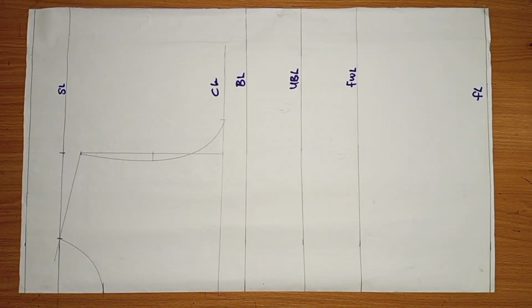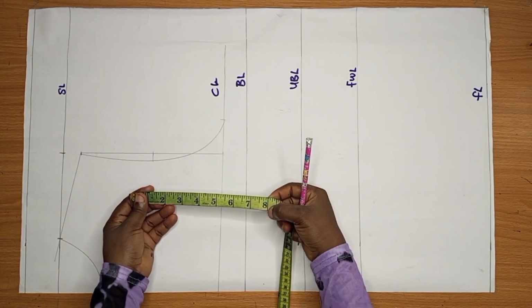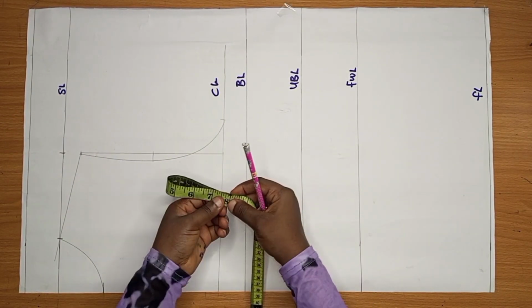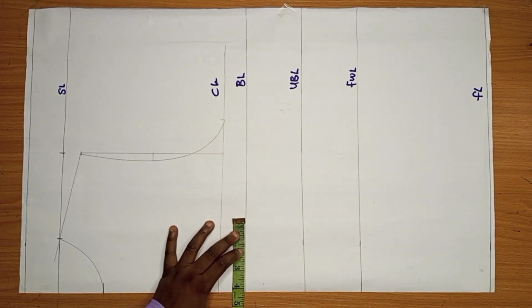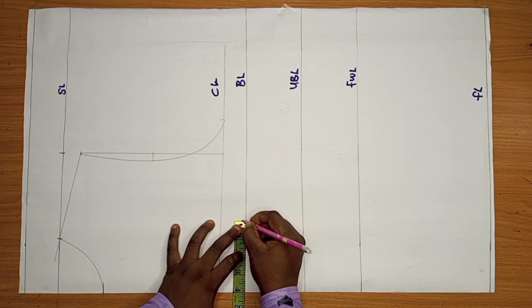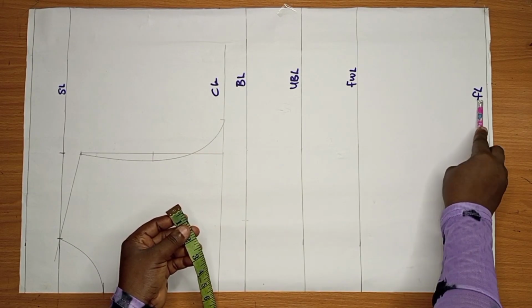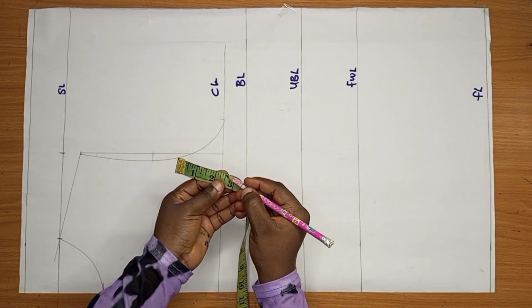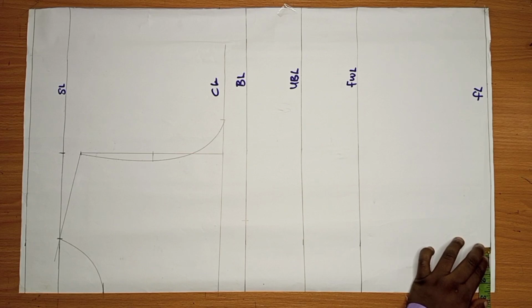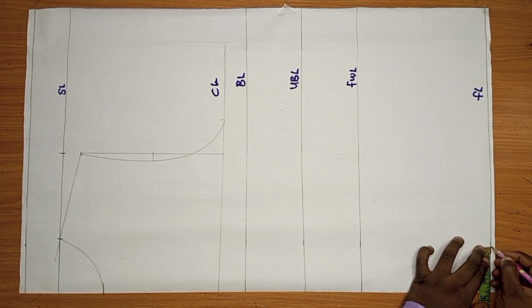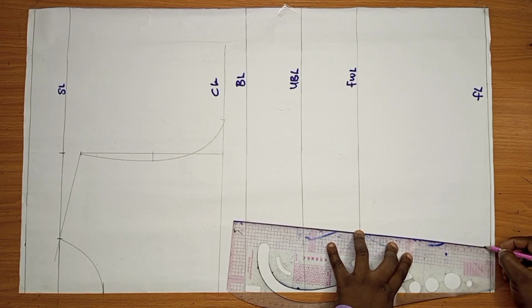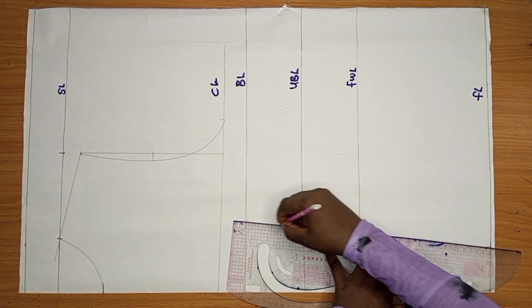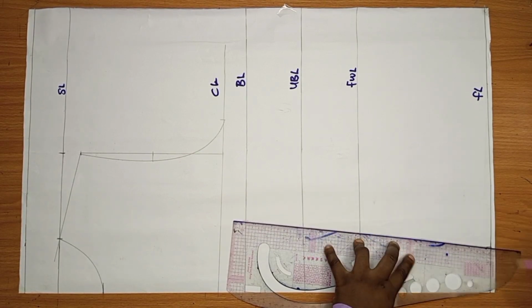So after connecting the front armhole like that, I'm going to be dividing my nipple to nipple measurement of 8 inches by 2, which gives me 4 inches. From my bust line here, I'm going to mark the 4 inches. And then on my full length line, I'm going to mark 2.5 inches as the dart. Now because this dress has a slanted dart, I'll go ahead and connect the points like so.